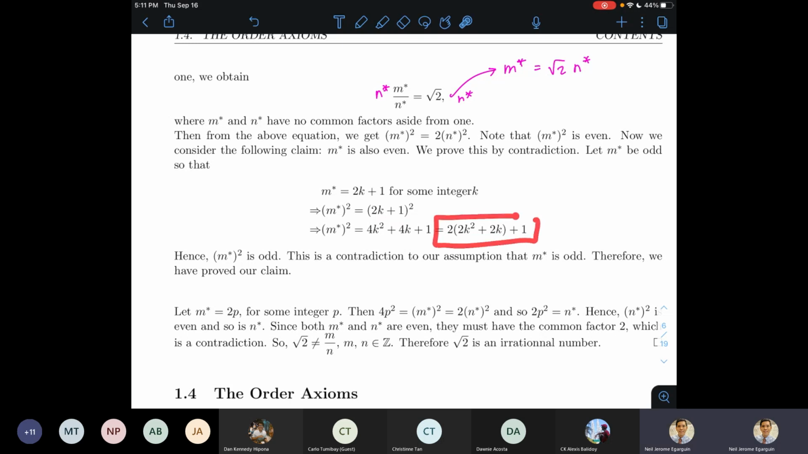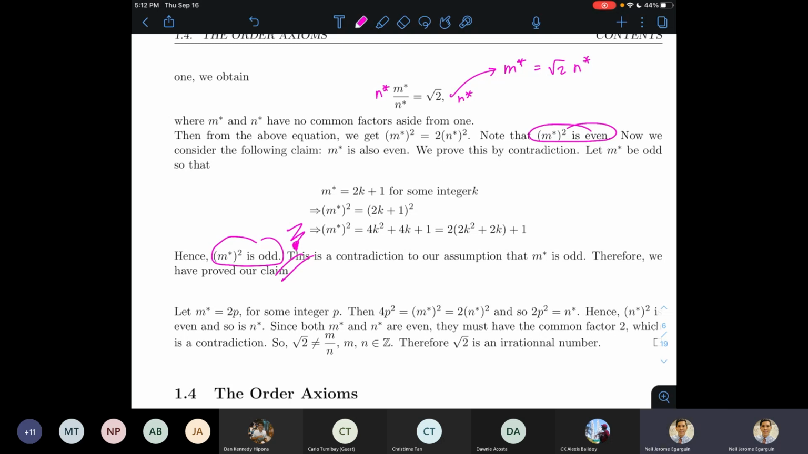And what can you say about this number? Is it odd or even? So I hope you see that this number is obviously odd, right? Kasi meron kang even plus 1. So this is odd. So that means m star is odd. Pero this is a contradiction. So I use a Harry Potter arrow for contradiction. So this is a contradiction because we already knew that m star squared is even.